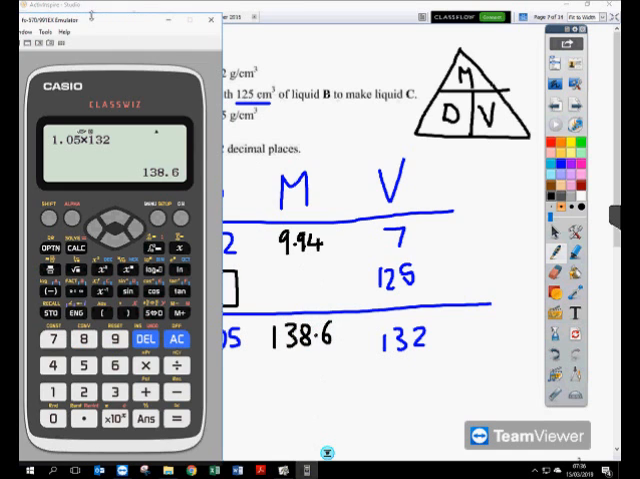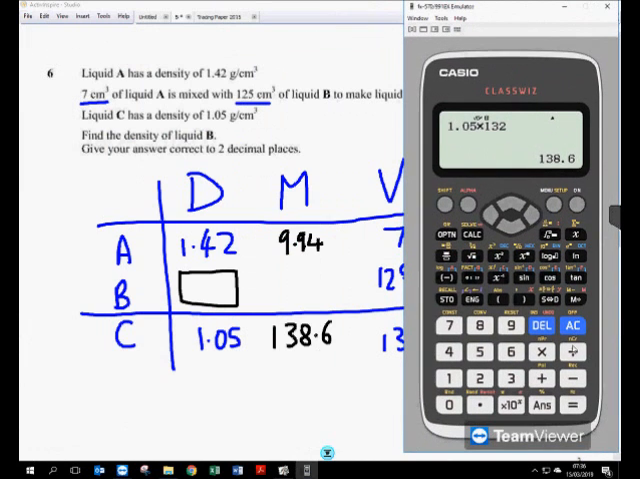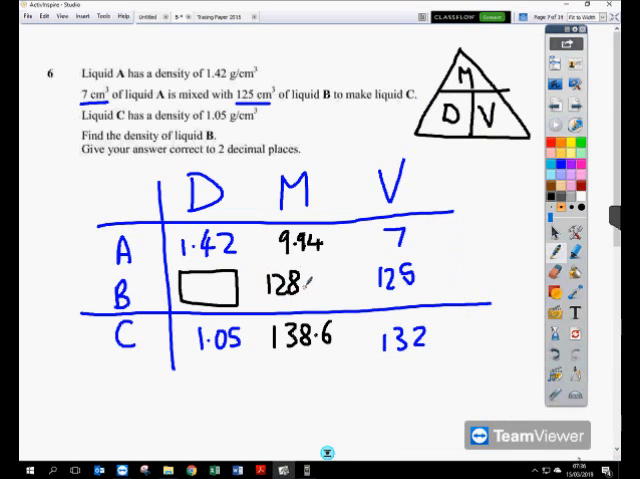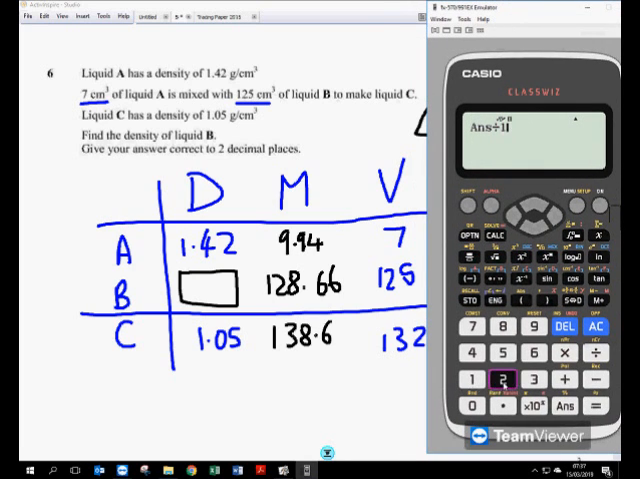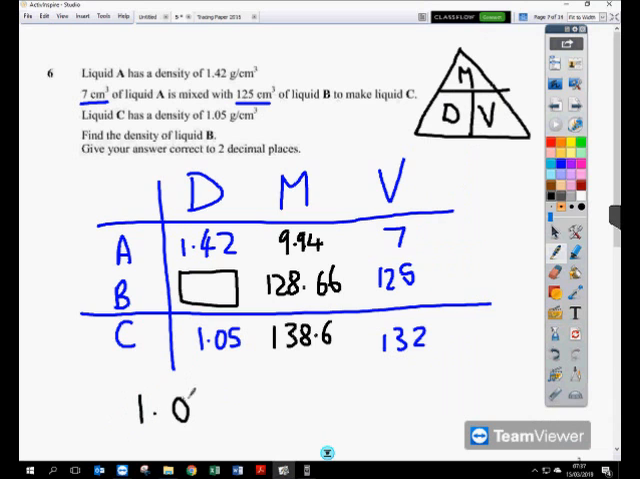Okay, and as I said, you can add and subtract masses and volumes. So 138.6 minus 9.94 gives you 128.66. Okay, and finally I can work out the density of B. Density is mass divided by volume, so 128.66 divided by 125. Okay, and that is 1.02928. Okay, and that's the answer. Give your answer to 2 decimal places, so 1.03.